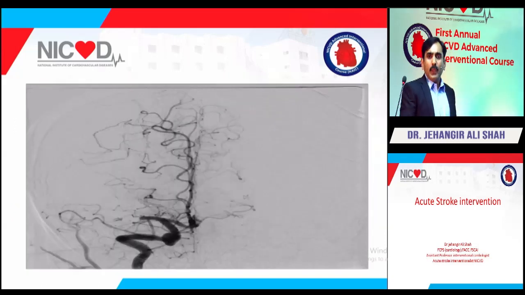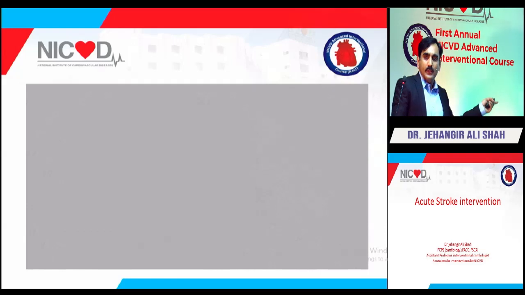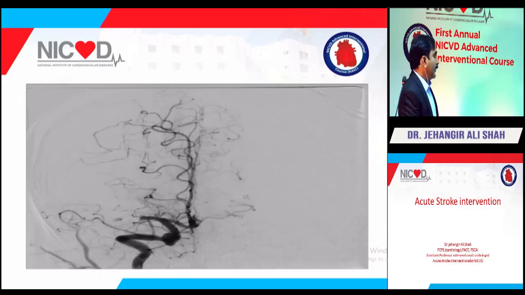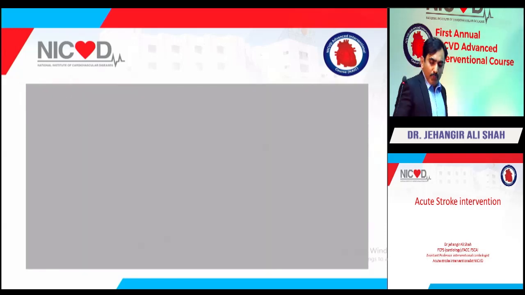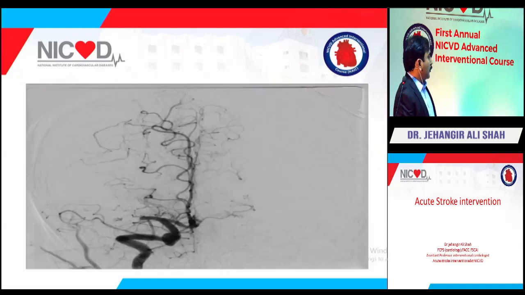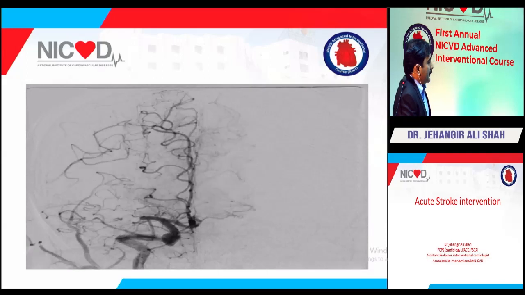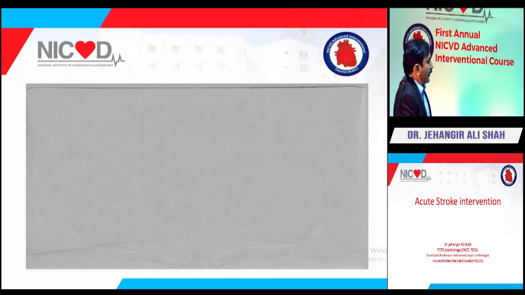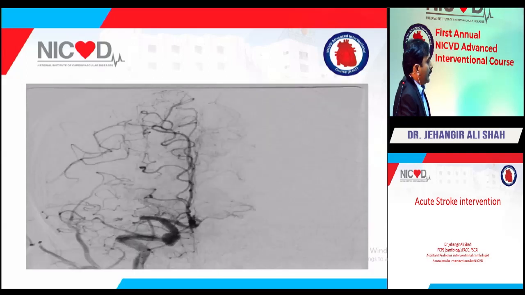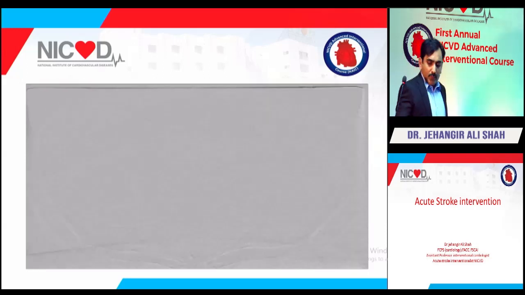So I will show you some cases. These cases have all been done in the NICVD, with the permission of the patients. This is the angiogram. You can see the total occlusion of the M1 segment on the right side. You can see the straight segment, petrous part, cavernous part, and the intracerebral part of the internal carotid artery. The MCA was totally occluded.